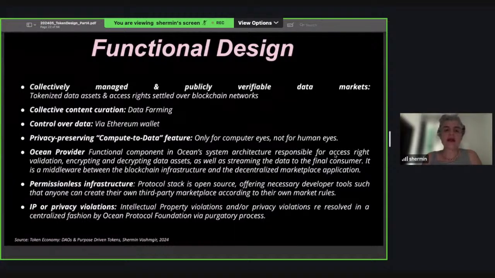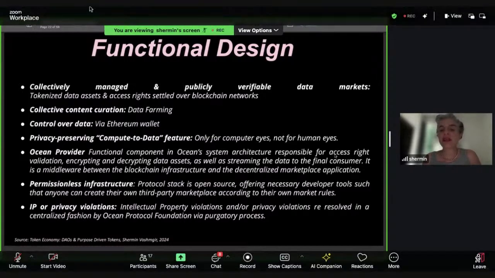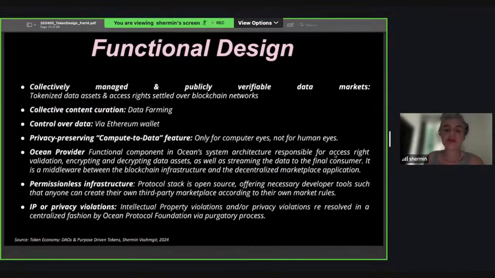The idea was to have a permissionless infrastructure, a protocol stack that is open source, offering necessary developer tools so that anyone can create their own third-party marketplace according to their own market rules. The only thing that is not central, or will never be decentralized, is the question of IP or privacy violations. Intellectual property violations and other privacy violations need to be resolved in a centralized fashion via the Ocean Protocol Foundation, and they have a so-called purgatory process. This is something that cannot be decentralized yet, probably, or in the near future, also for regulatory reasons.